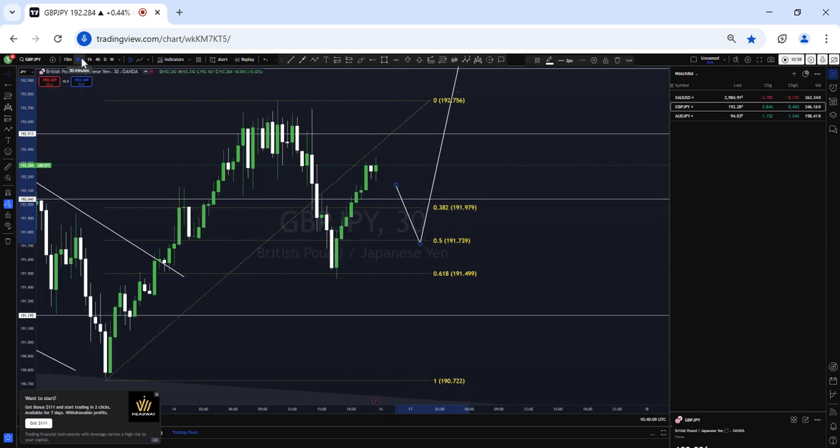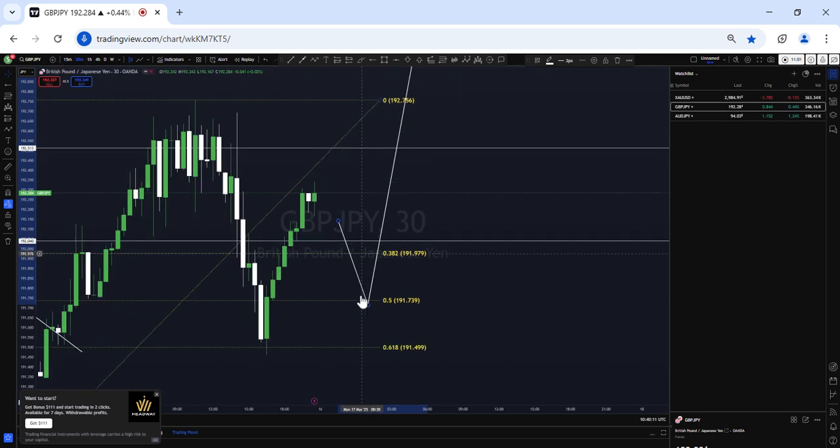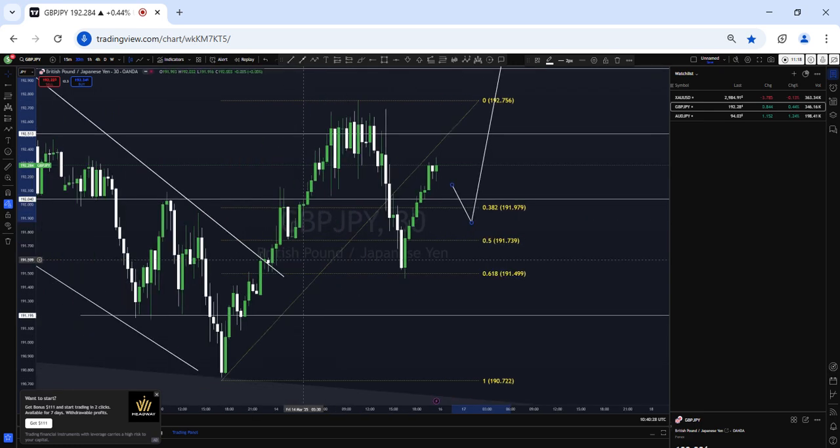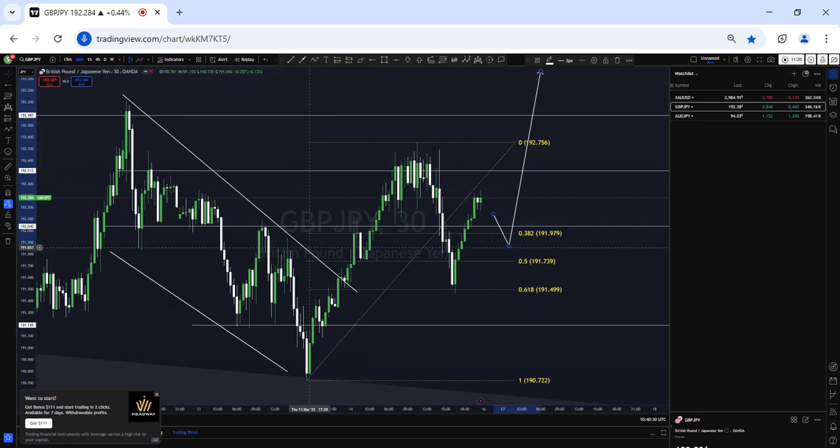Because remember what I said, 30 minutes and 15 minutes is for what? Candlestick confirmation. So that is it now. Weekly and daily is for market direction. 4 hour and 1 hour is for pattern identification and Fibonacci retracement. Then 30 minutes and 15 minutes is specifically for candlestick confirmation. That is it, guys. That is just what you need to know about technical analysis.